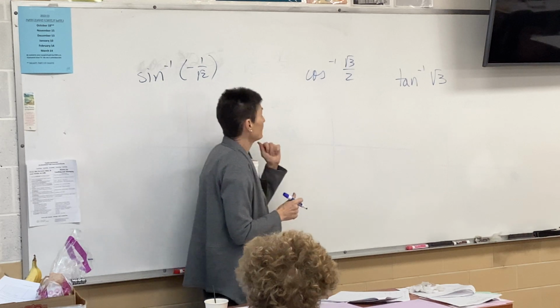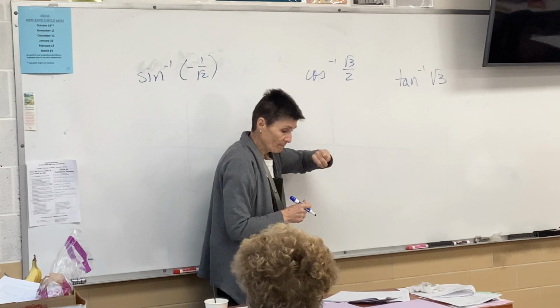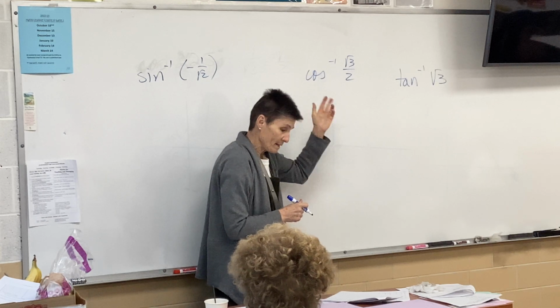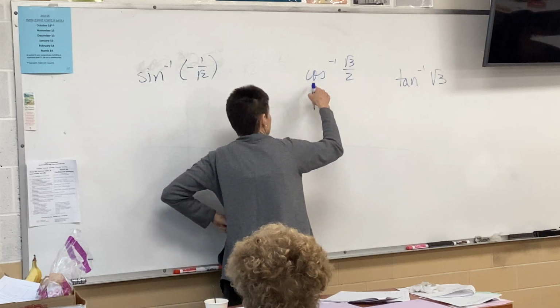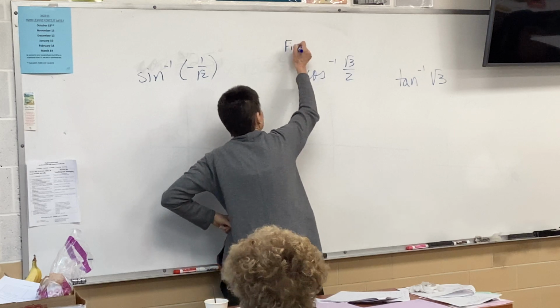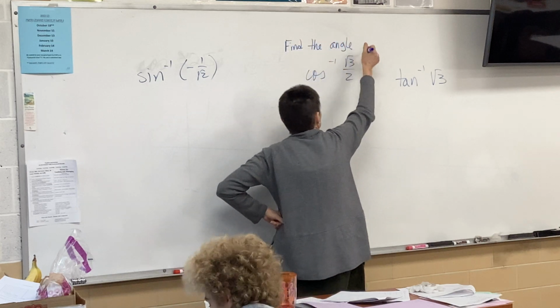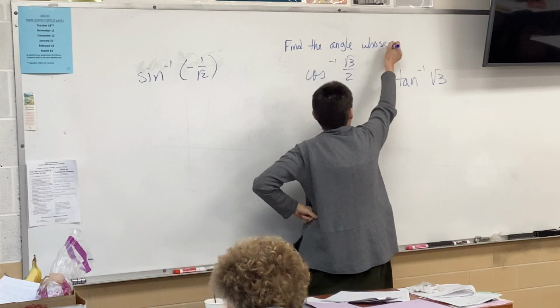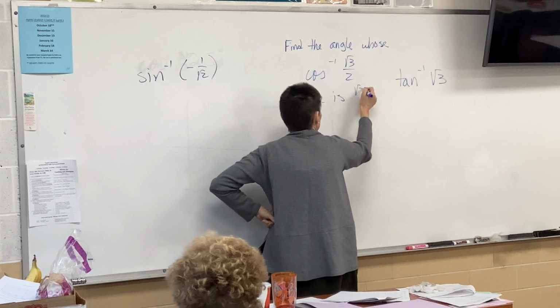All right, so here we go. First problem, we're ready for 4.7, letter B, 1B. This literally says find the angle whose cosine is √3/2.